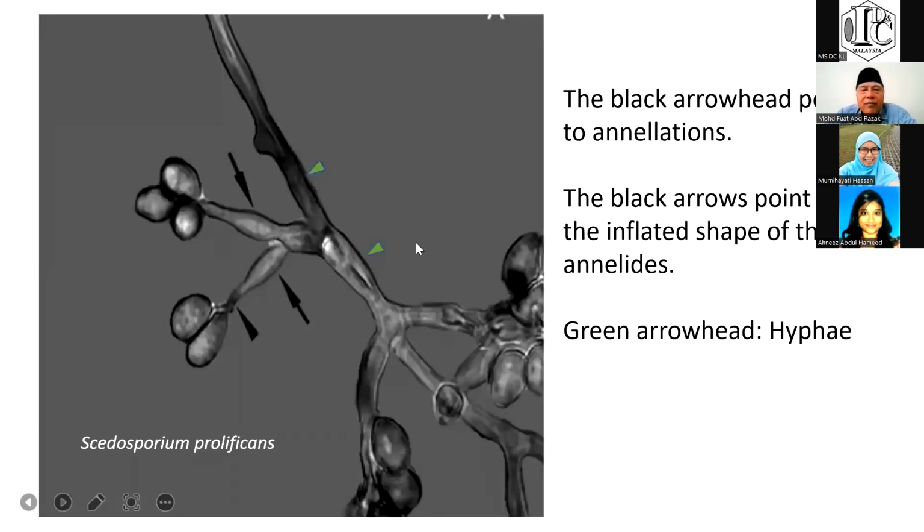Okay, if you have a good microscope that can enlarge the cellular morphology of the mold under the microscope, then it's probably easier for you to see the annellides, and this elongated part is called annellation. Okay. So this is in Scedosporium prolificans.